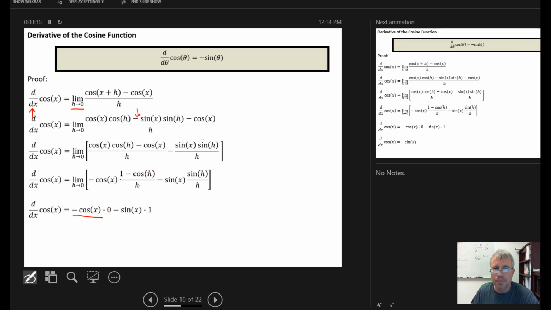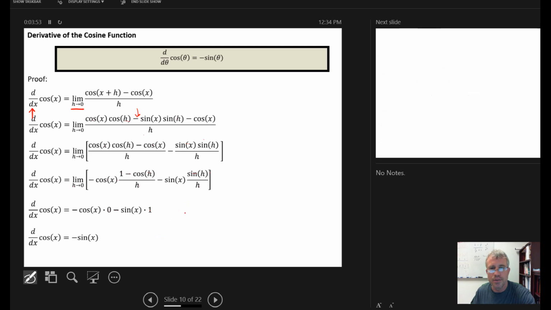So I have a limit of a product equaling the product of the limits. And then minus, the minus coming down to here. The limit as h goes to 0 of the sine function is just the sine function. And the limit as h goes to 0 of sine h over h is just 1. That simplifies to 0 minus sine x, which is negative sine x. So that establishes that the derivative of the cosine is the opposite of the sine function.